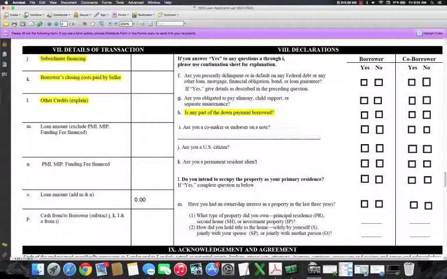So I hope that this will help you make sure that you have an accurate and legible 1003 or application to submit, so that can ensure a quicker approval for you.